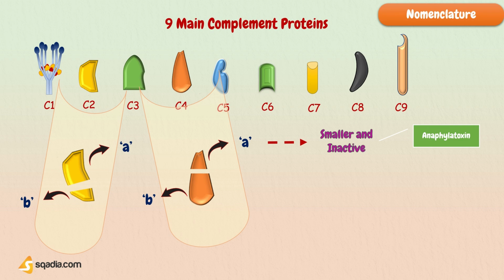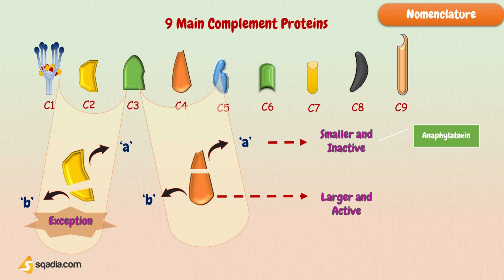The a fragment is inactive and smaller and acts as anaphylatoxin. We will discuss that later. While the b fragment is active and larger, it is the binding portion that initiates the cascade events. C2 is an exception: the a fragment is active and larger, and the b fragment is inactive and smaller.